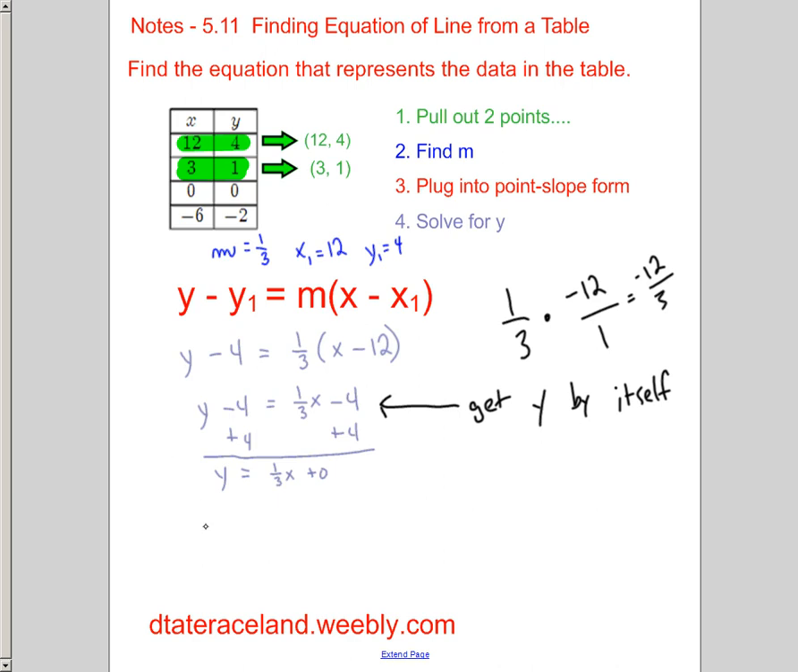A little technicality though, anytime that your y-intercept is 0, just write your equation like this. Will I be taking off points on a quiz tomorrow for putting +0? No. But going forward, I'd like you to just say, okay, +0, I don't need to put it there. This is what my final equation would be.